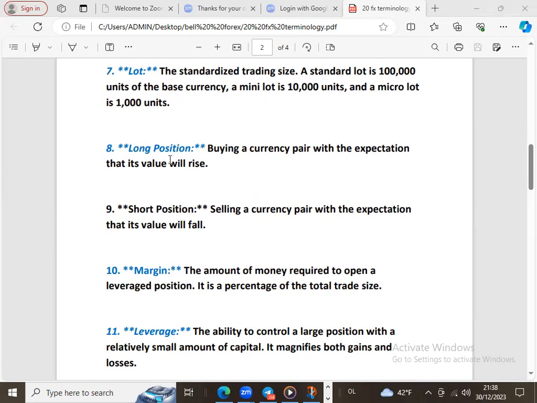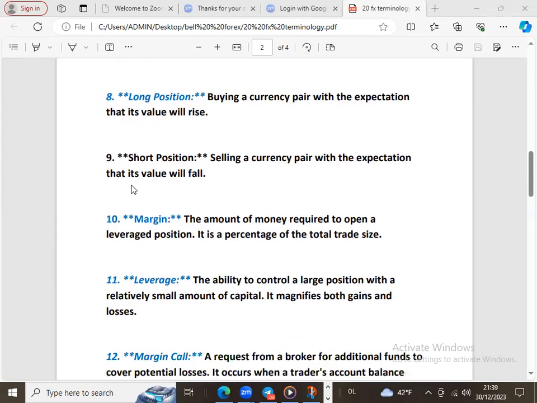So anytime you hear about a long position, it means buying a currency pair with the expectation that its value is going to rise. When you hear about a sell position or short position, it stands for selling a currency with the expectation that the value is going to fall.